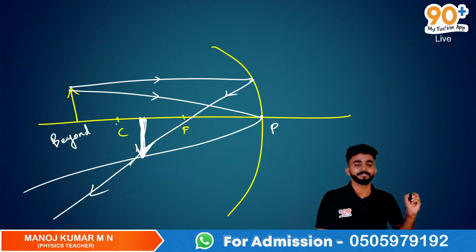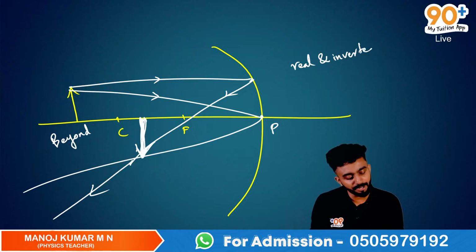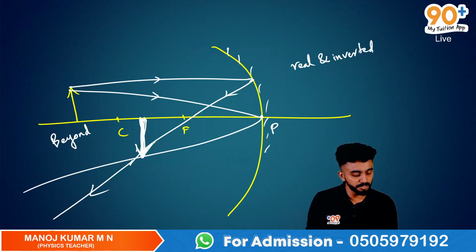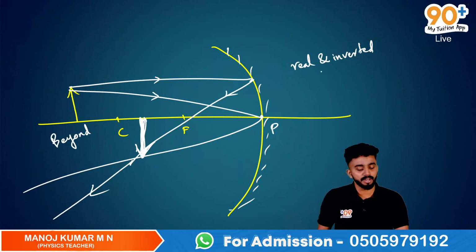That is beyond center of curvature. Got it? And what kind of image is it? It is a real and inverted image. Why? Because the image is formed in front of the mirror, right? This is the front side of the mirror. You're getting the image in front of the mirror, so it is real and inverted.